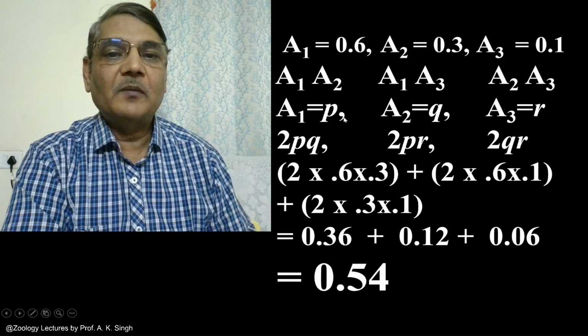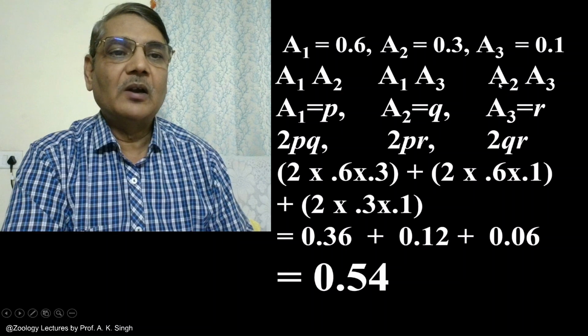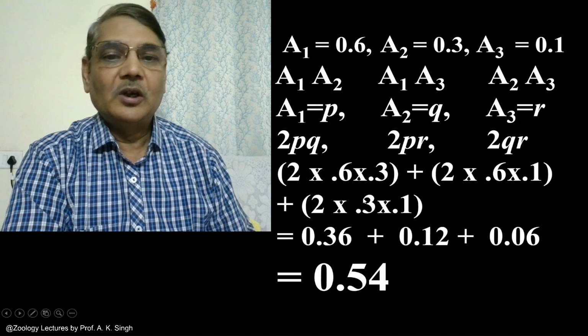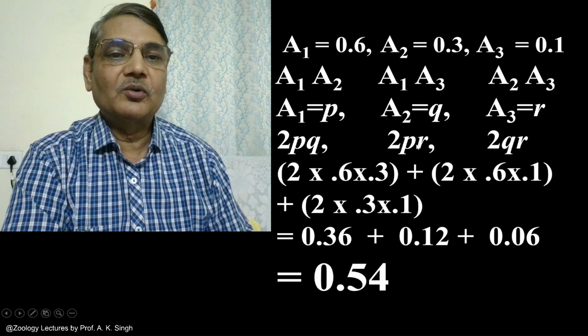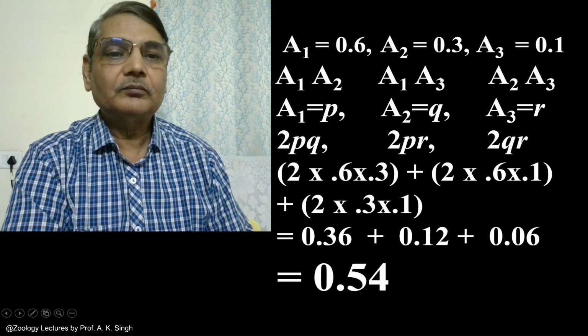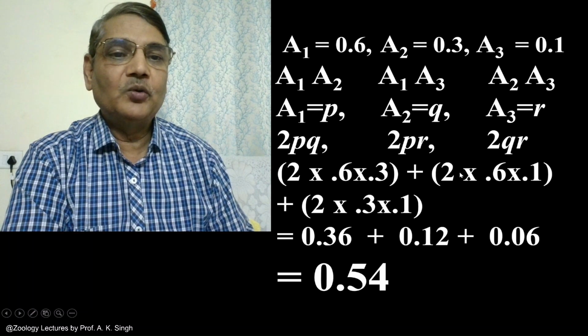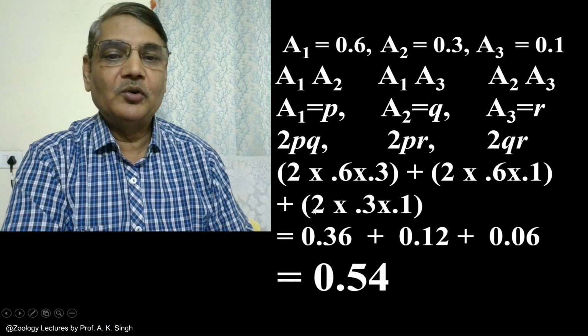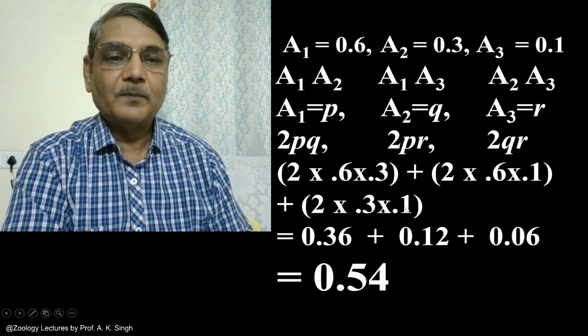And the frequency of the heterozygotes will be denoted as 2pq for A1A2, 2pr for A1A3, and 2qr for A2A3. So the frequency of these 3 heterozygotes can now be calculated as, for 2pq it will be 2 into 0.6 into 0.3, and the other one, that is 2pr, it will be 2 into 0.6 into 0.1, and for 2qr the frequency will be 2 into 0.3 into 0.1.